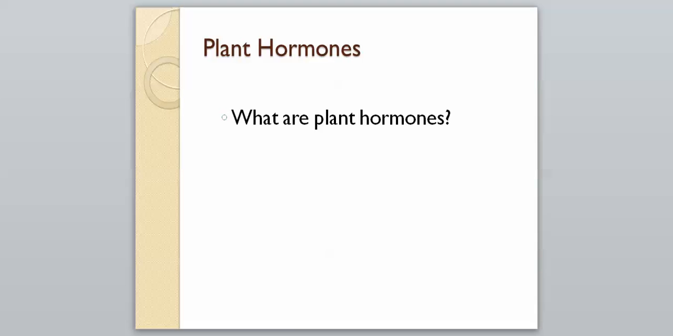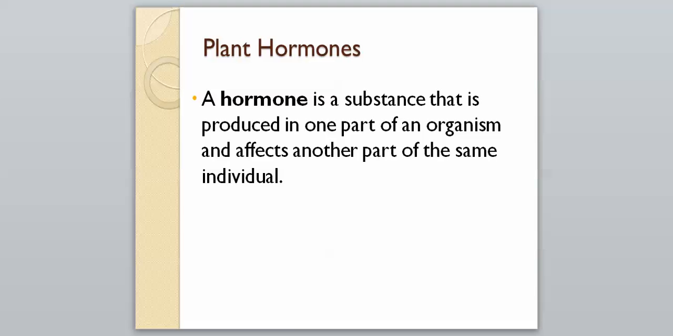So what are plant hormones? A hormone is simply a substance that is produced in one part of an organism and it affects another part of the same individual. So it would be like in humans, we have what's called maybe our thyroid gland, if you've heard about that. It's kind of up in our neck. A lot of hormones, different things are produced in that area, and they affect different parts of our body, all over the place. And the plant is kind of the same way.